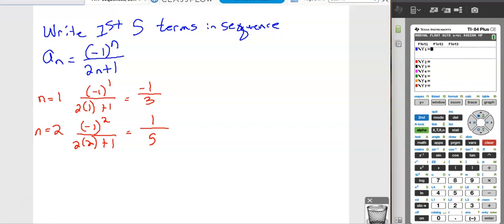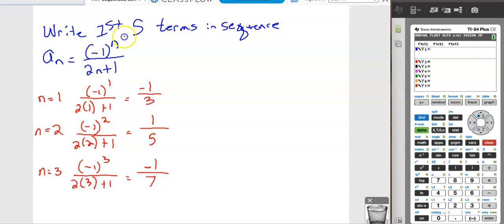So 1/3, 1/5. I want you to notice what's happening here. So n equals 3, so negative 1 to the third power times 3 plus 1. That's negative 1, and then that's going to give me 7. So notice what's happening. It's changing signs. It was negative, then it went to positive, then negative, then positive, depending on what the exponent is. And then notice the denominators, they're increasing by an odd number.